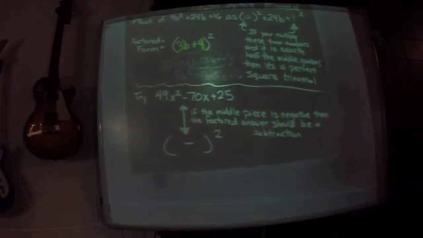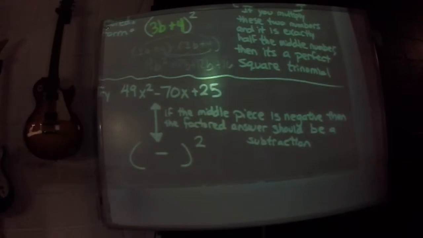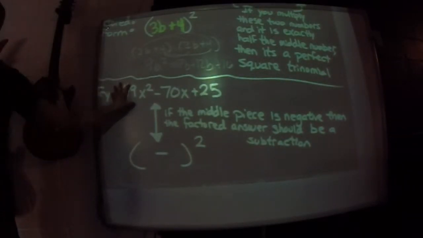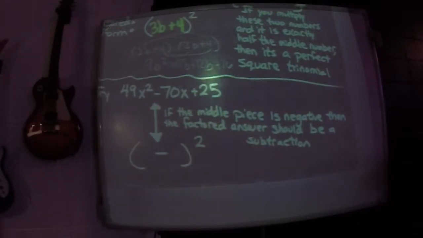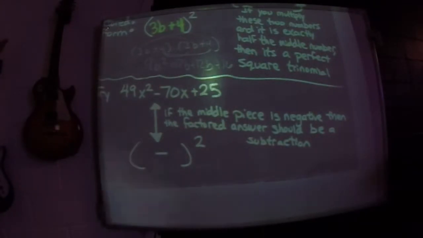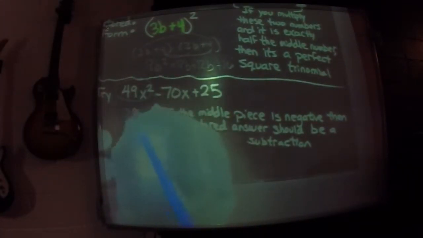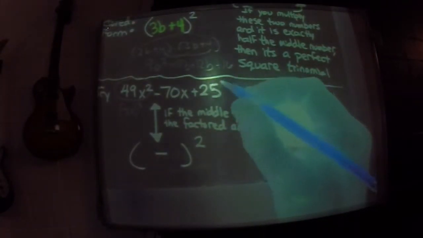All right, here's this one. It says if the middle piece is negative, then the factored answer should be a subtraction in the middle. This one, is 49 a square? There's a number I can multiply by itself and get 49: 7. So you could think of this as 7x squared. And then 25 is a square? 5 times 5.